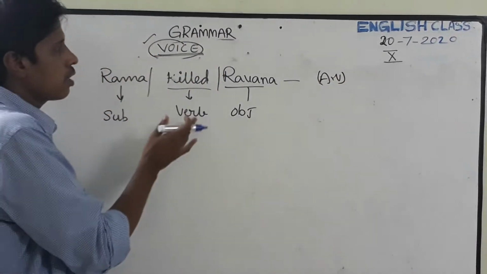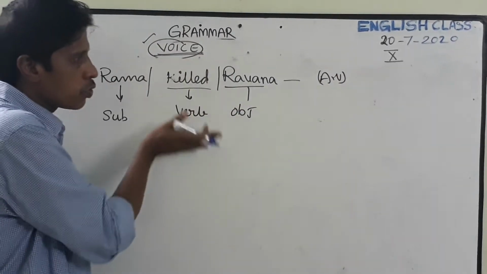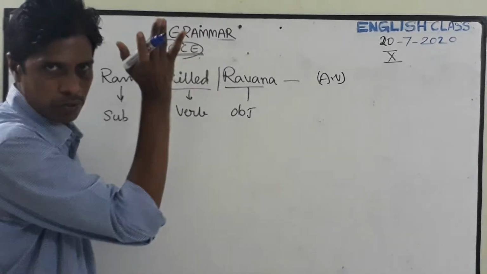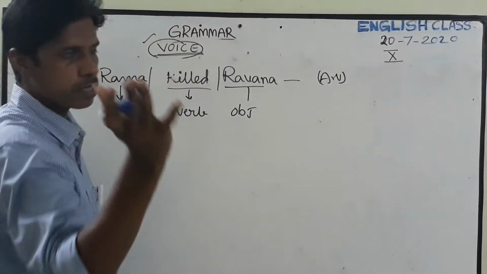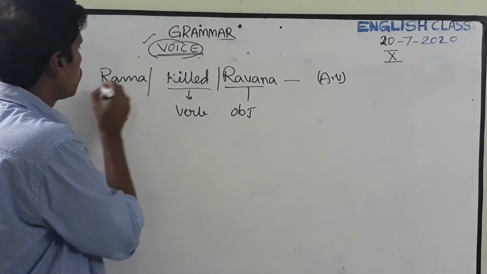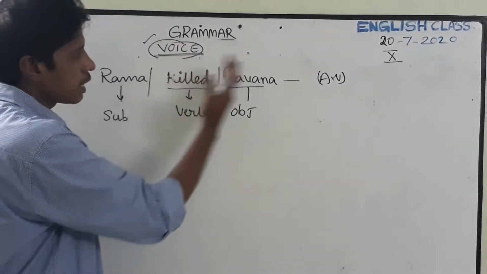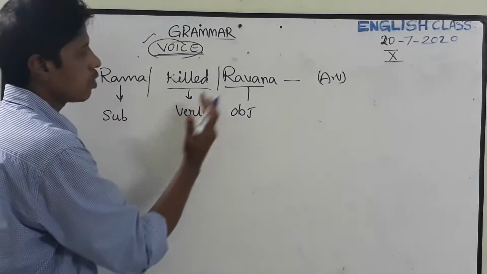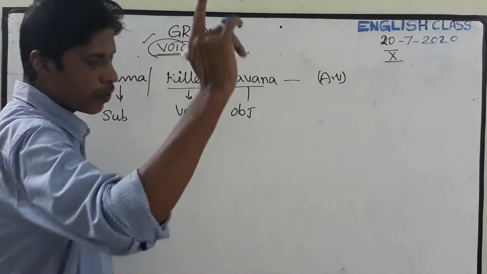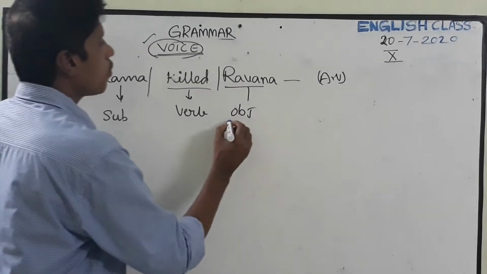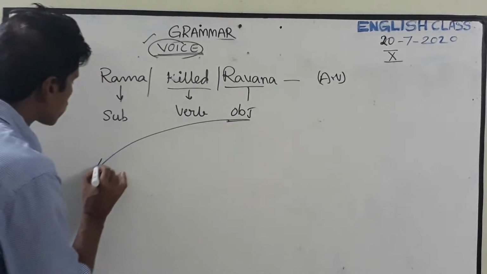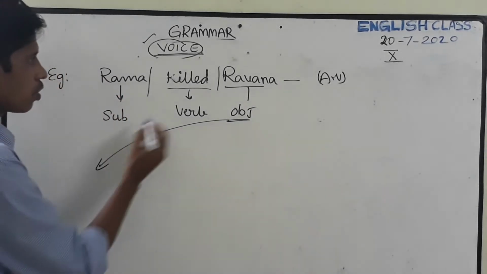Then the examiner asks you to change the voice into passive form. That is the question that appears in the question paper. At that time you have to divide the sentence into three parts: subject, verb, object. First and foremost, whatever object you find in the sentence comes to the place of the subject. So then write Ravana.